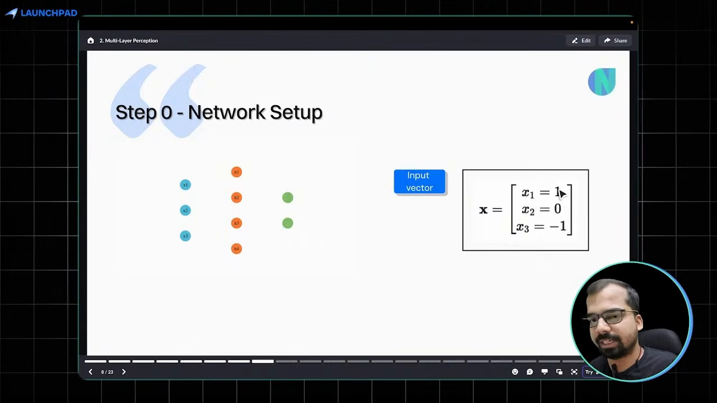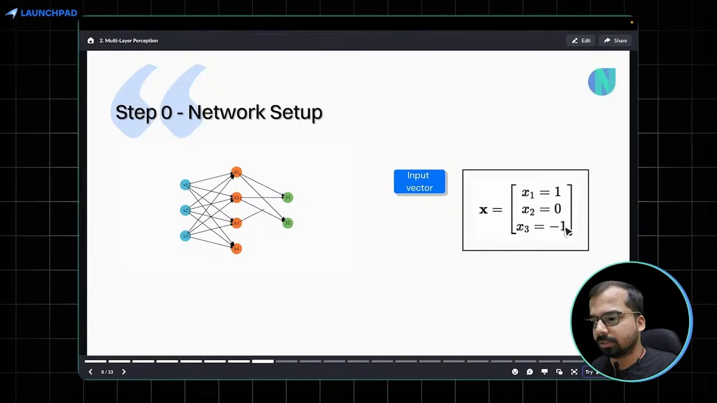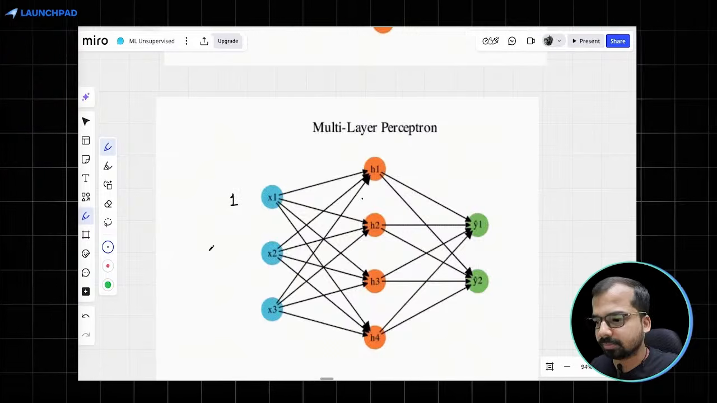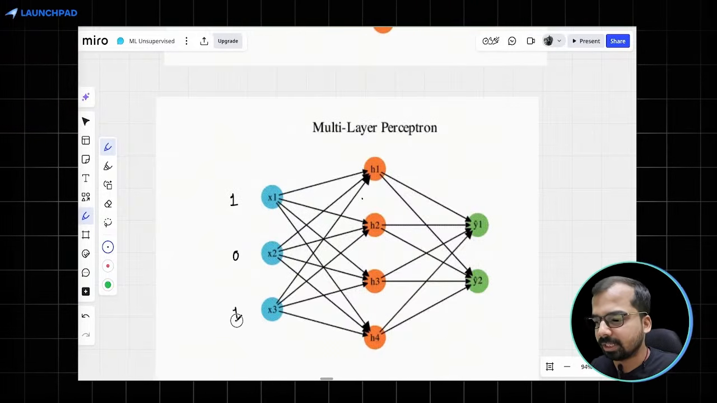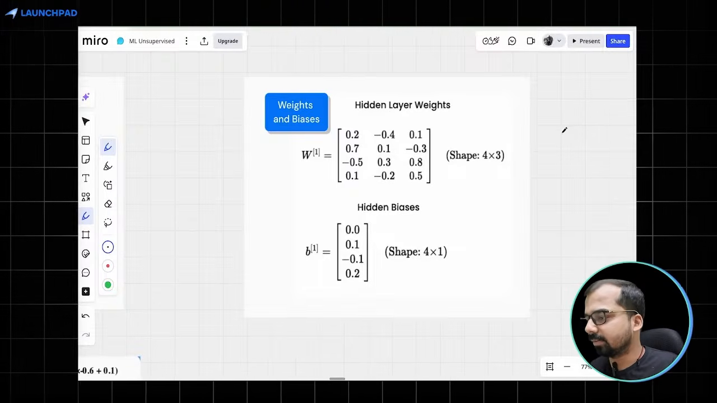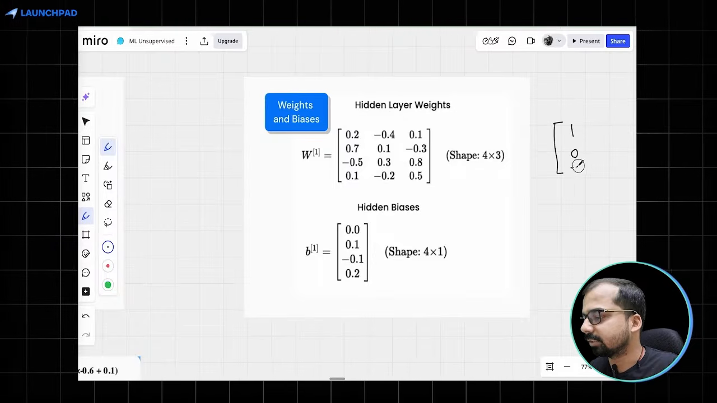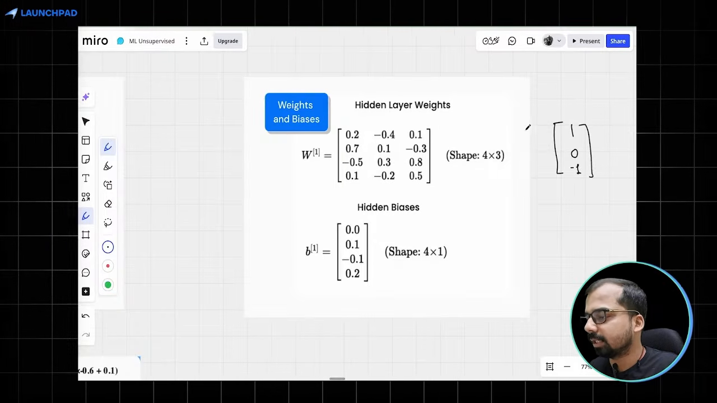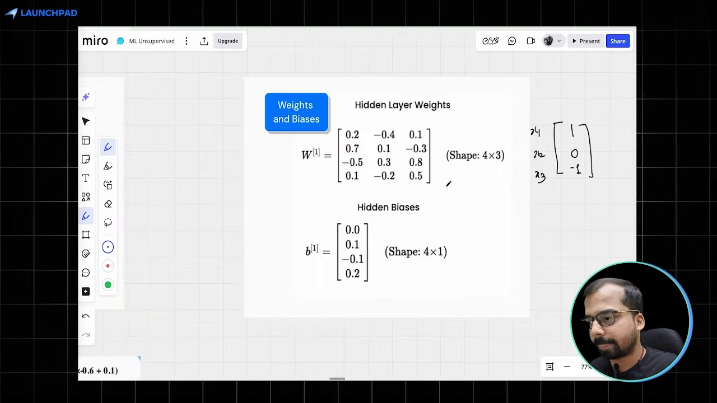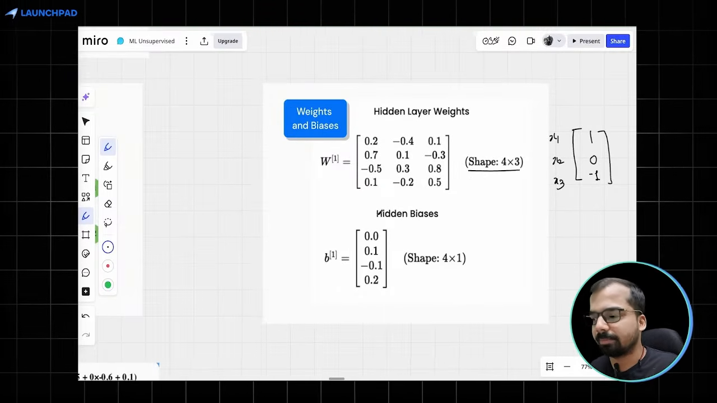Here I have x1 as 1, that is first is 1, 0, and then minus 1. So let's take it over here. So I have 1, 0 and minus 1. That basically means my input is 1, 0 and minus 1, right? x1 is 1, x2 is 0 and x3 is minus 1. Okay. Now how does this shape 4 by 3 happen?